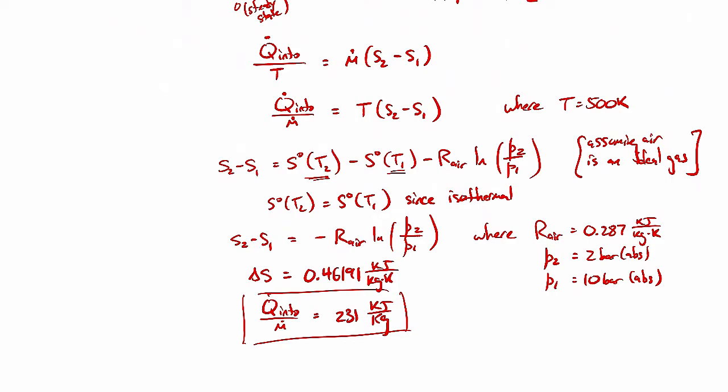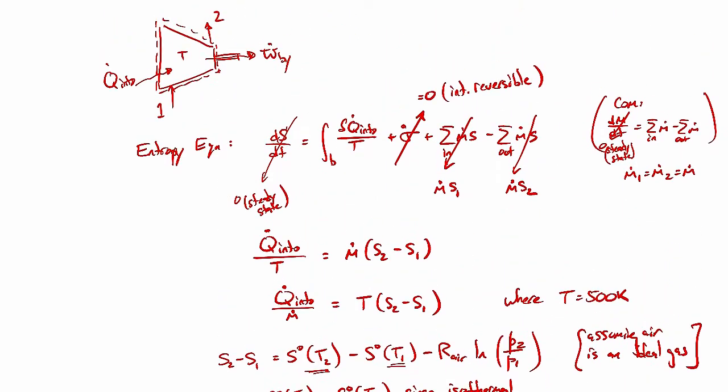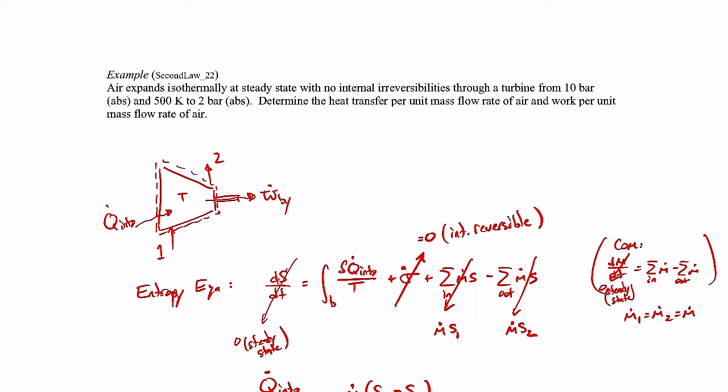Let's go back up to the problem statement again. What we've done is we found the heat transfer for this particular case, making use of the entropy equation and knowing that it's internally reversible. And we also assume that since we're dealing with air, we're dealing with an ideal gas. We did not make a perfect gas assumption. Rather, we just used an ideal gas.